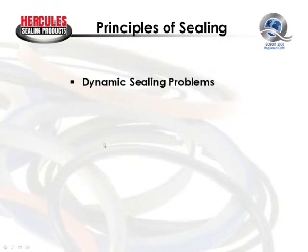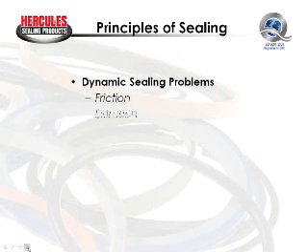Now, let's see what kind of dynamic sealing problems we might have. First, we encounter friction. Friction is a bigger problem in dynamic sealing than static sealing because you have the relative motion of the seal along the sealing surface. And typically, if you don't have enough lubrication, you create friction. Friction creates heat, and it creates wear.